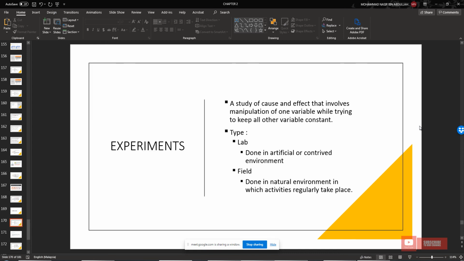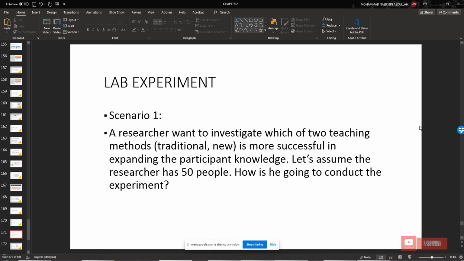So a study of cause and effect involves manipulation of one variable while trying to keep all other variables constant. So this is an experiment. We have two types of data collection in experiment, whether in lab or field, right? Lab is done in an artificial or contrived environment. Field is done in a natural environment in which the activity regularly takes place. So these are the types of experiment, right?